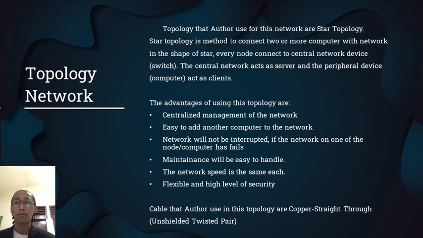The advantages of using this topology are: 1. Centralized management of the network. 2. Easy to add another computer to the network. 3. The network will not be interrupted if one of the nodes or computers has failed. 4. Maintenance is easy to handle. 5. The network speed is the same for each. 6. Flexible and high level of security. The cable that the author uses in this topology is copper straight-through or unshielded twisted pair.